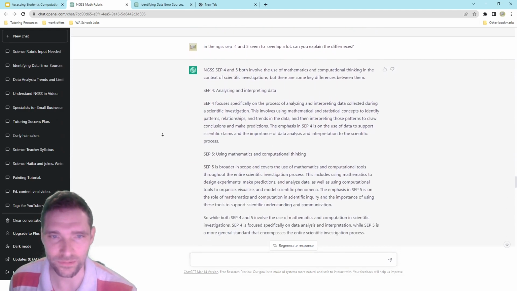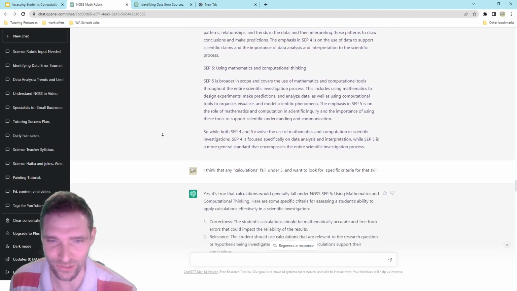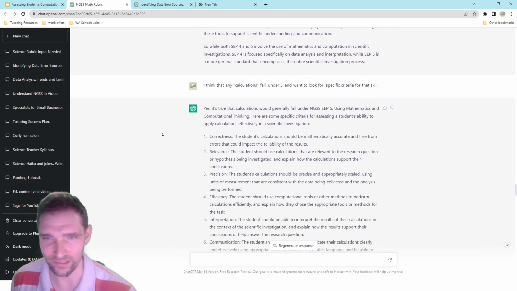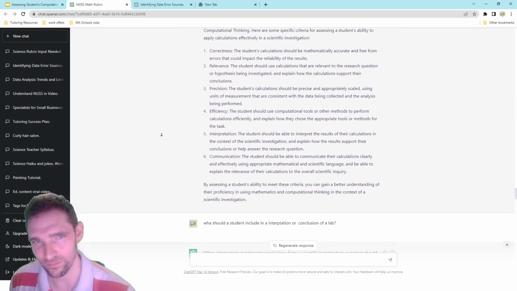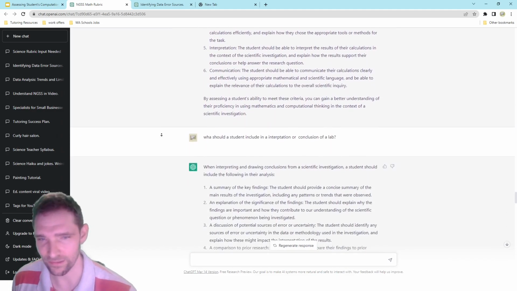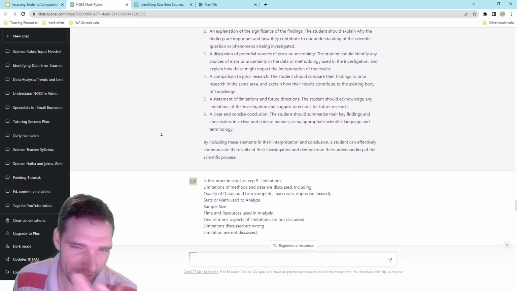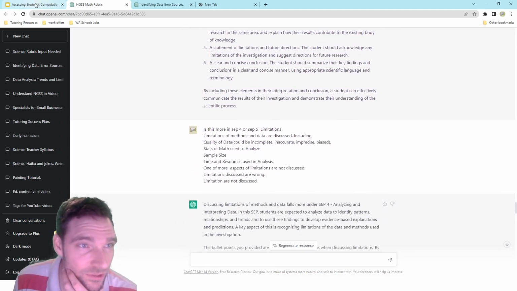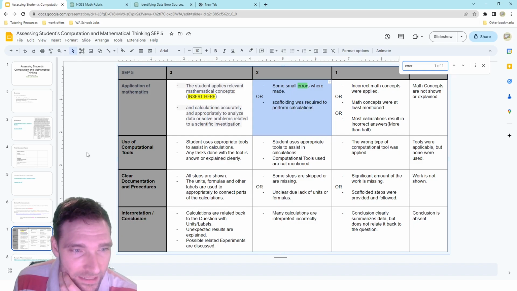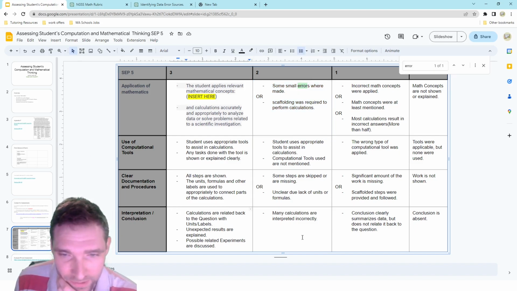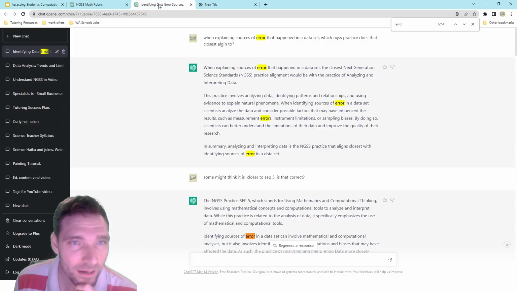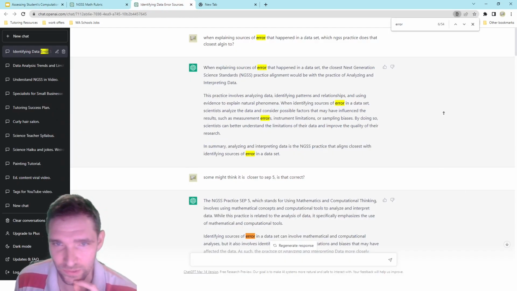And I went into a little bit of a conversation to help me understand this calculation piece in practice 5 and 4 and how it's a little bit different, and what it thinks I should include in a conclusion. So you can see that I ended up incorporating some elements of what it's talking about in this rubric. Also, something that was kind of interesting was sources of error.